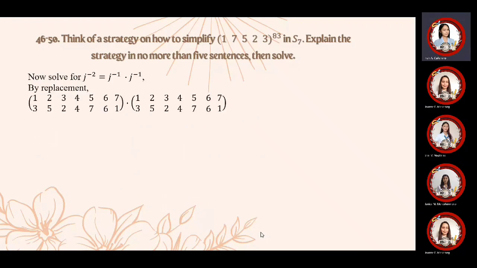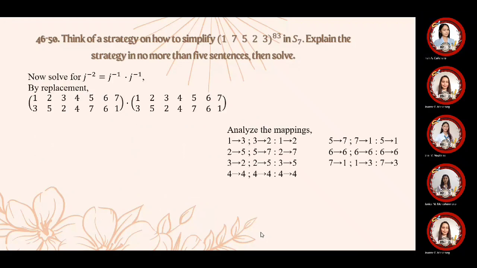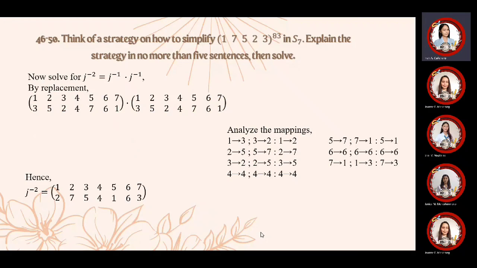So now solve for J in J raised to negative 2. J raised to negative 2 is equal to J raised to negative 1 multiplied by J raised to negative 1. So we will have this, and when we analyze the mapping, we will get 1 maps to 2, 2 maps to 7, 3 maps to 5, 4 maps to 4, 5 maps to 1, 6 maps to 6, and 7 maps to 3.